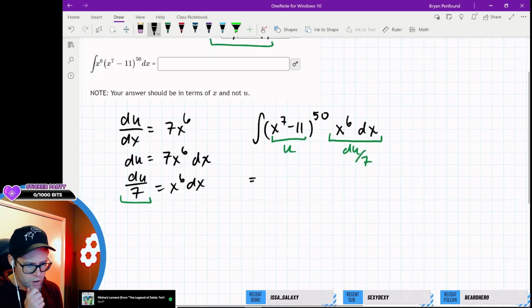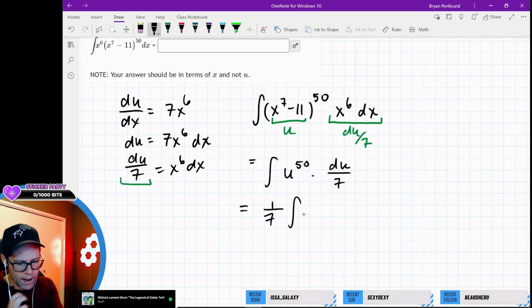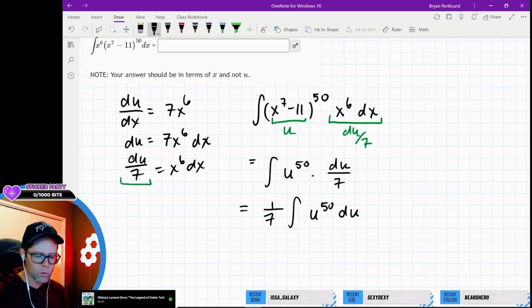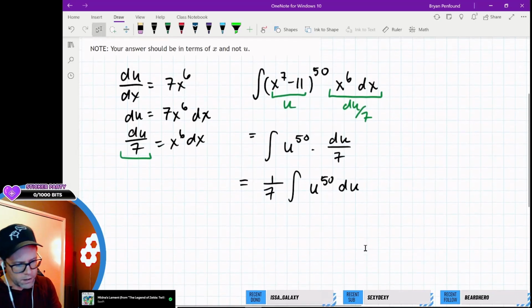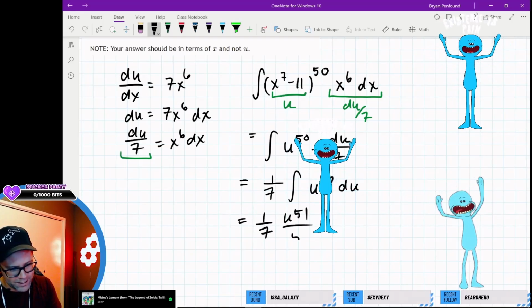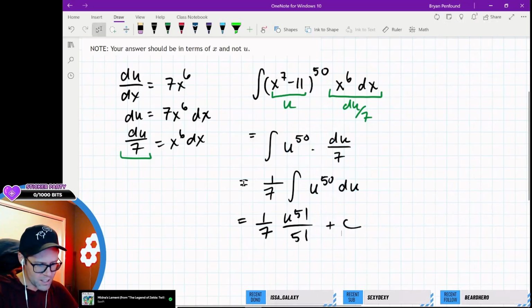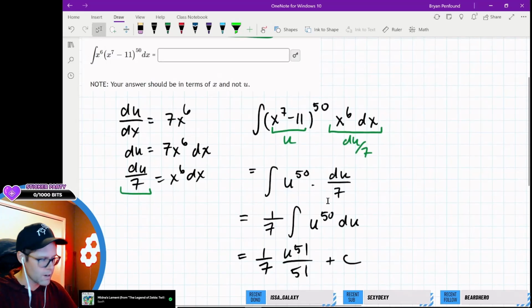So all in all, we should be able to rewrite our integral as u to the power of 50 times du over 7. And this is great because now I can take that 1/7 outside of my integrand and focus on using the backwards power rule to find the antiderivative of u to the 50. So effectively here, we would like to keep our 1/7. We are going to add one, divide by our new power, and add our constant of integration because we do not have bounds here for this one.